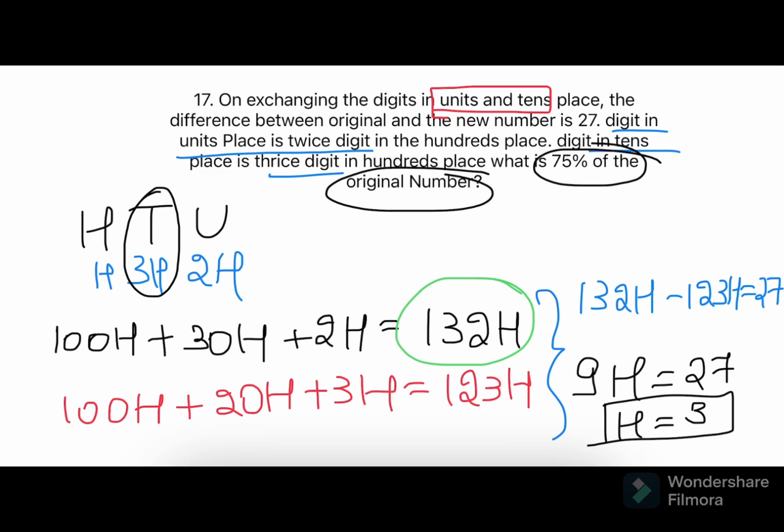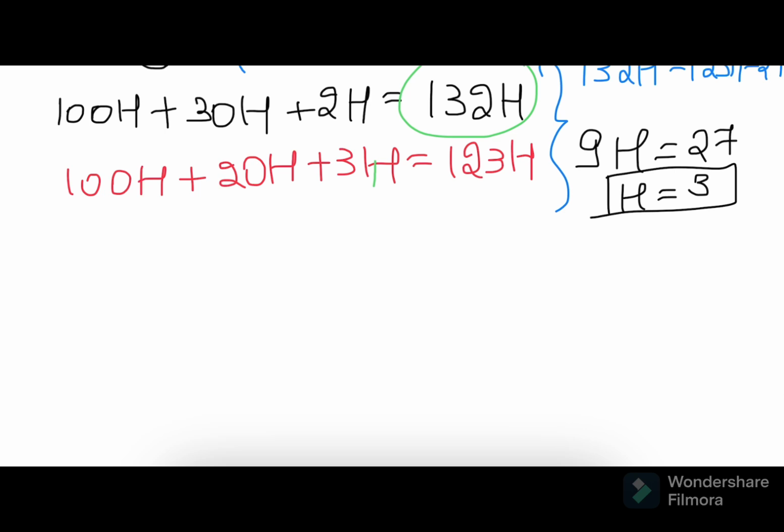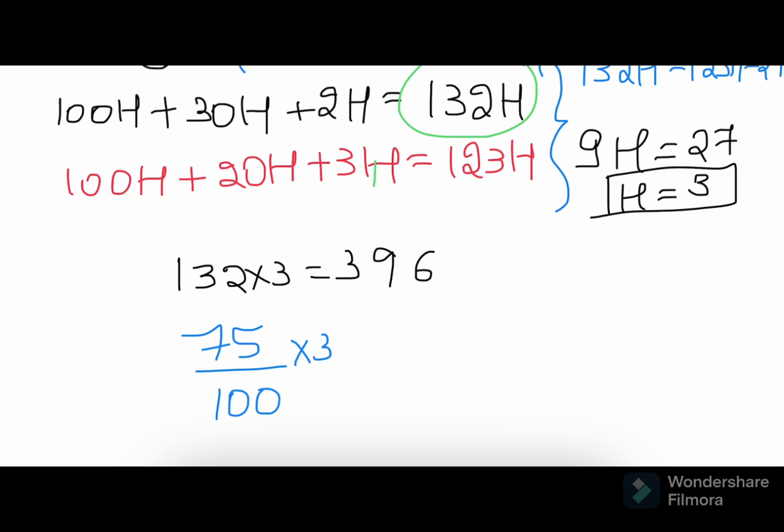So when we calculate this further, what is the original number? That itself is 132 into 3, which is equal to 396. But this is not even the final answer. The question is 75% of the original number, which means 75 divided by 100 into 396.